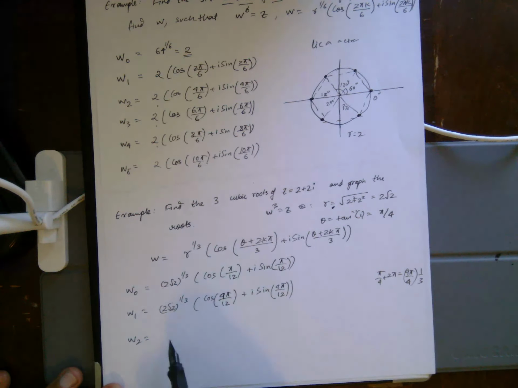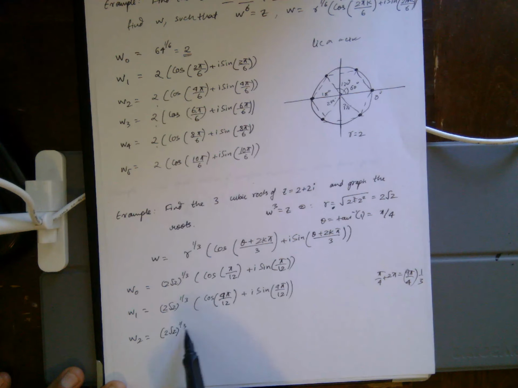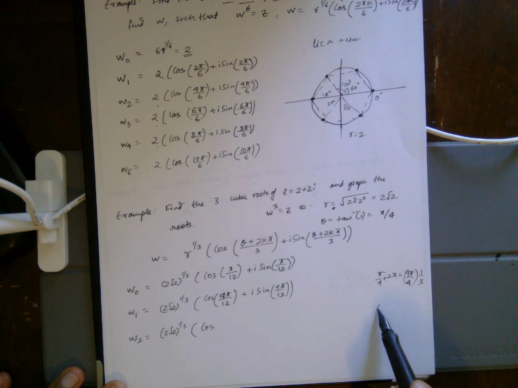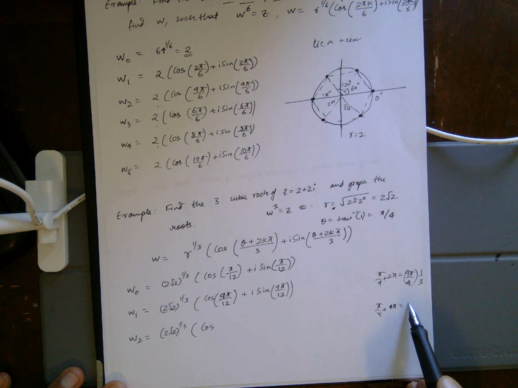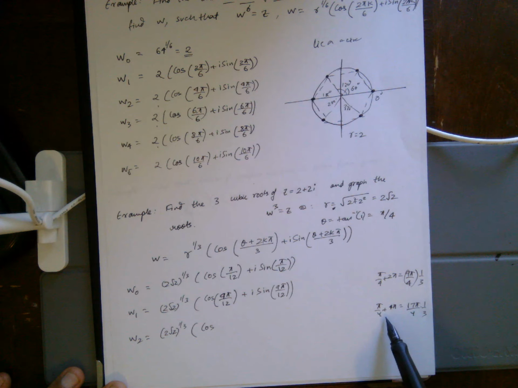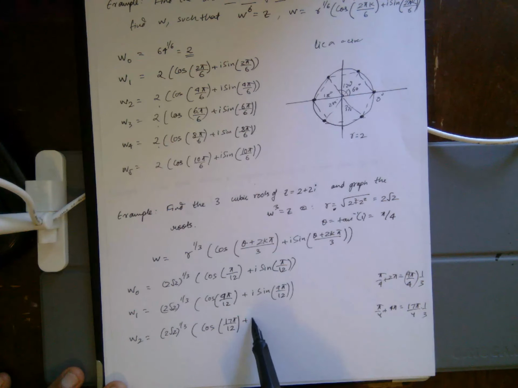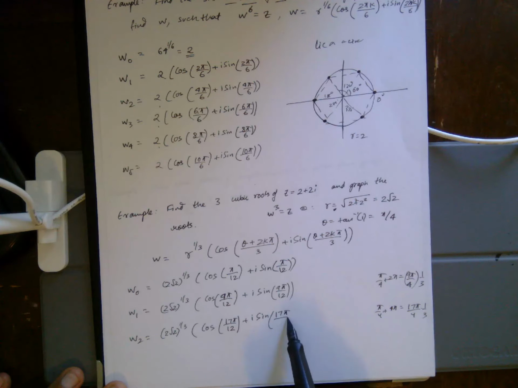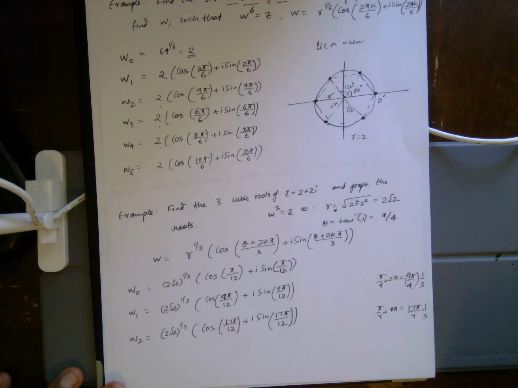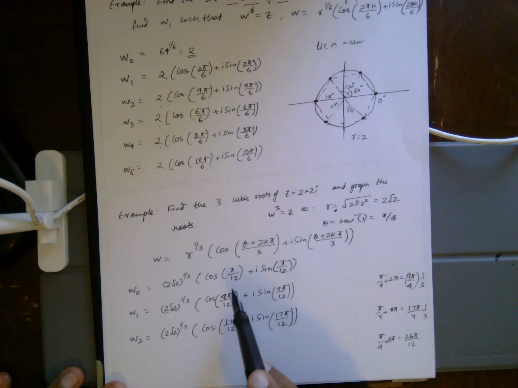And lastly, the third one, 2 root 2 to the 1/3 cosine of pi over 4 plus 4 pi this time, 17 pi over 4 times 1/3. Is that correct? Yeah. 17 pi over 12 plus i sine 17 pi over 12. Now just to verify, if you went to 6 pi, it would be 25 pi over 12, which is pi over 12, which you already have.